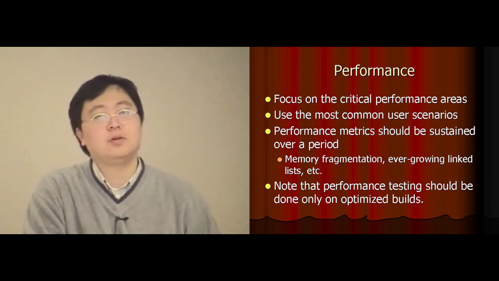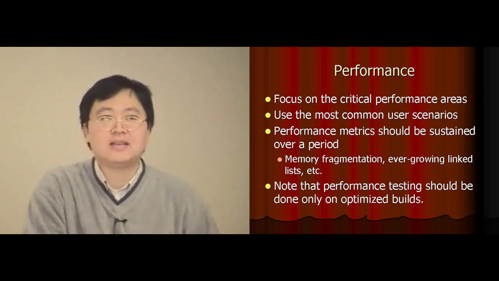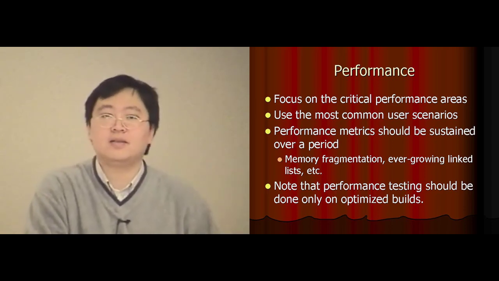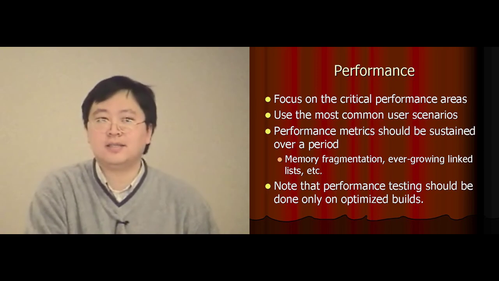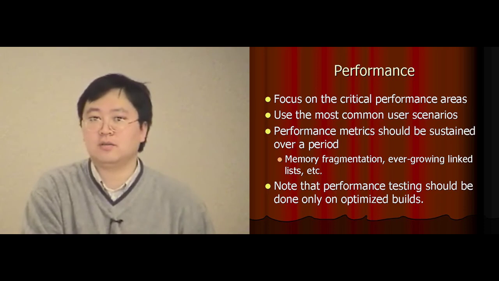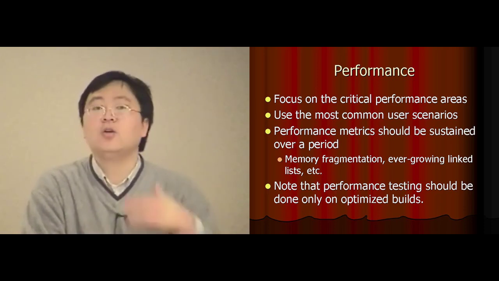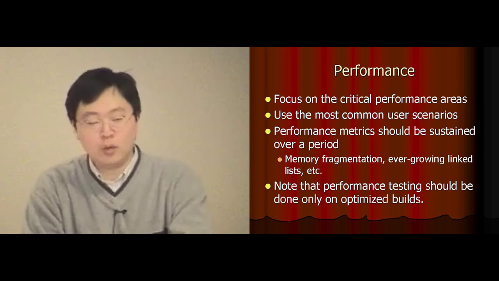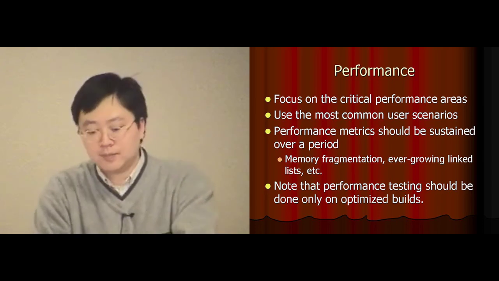Sometimes we try to do performance tests, for example, for the network load balance, right? We hit like 2,000 TCP connections to hit the server, or maybe 5,000. Is that really a scenario where we want to hit those numbers? So we should use common user scenarios.